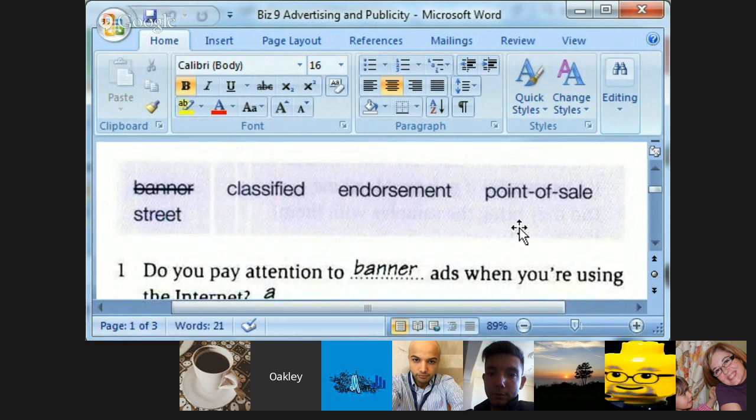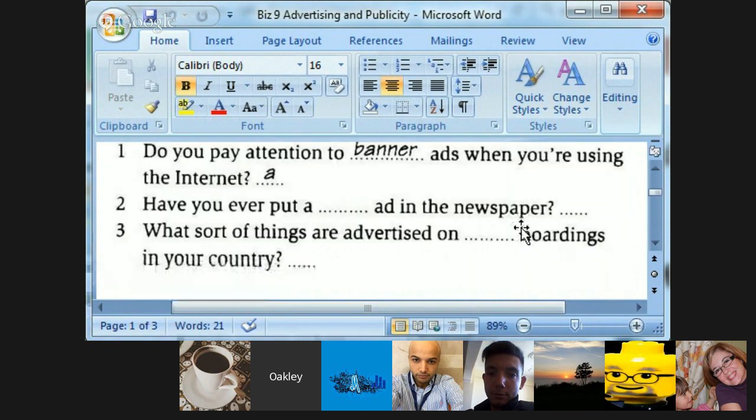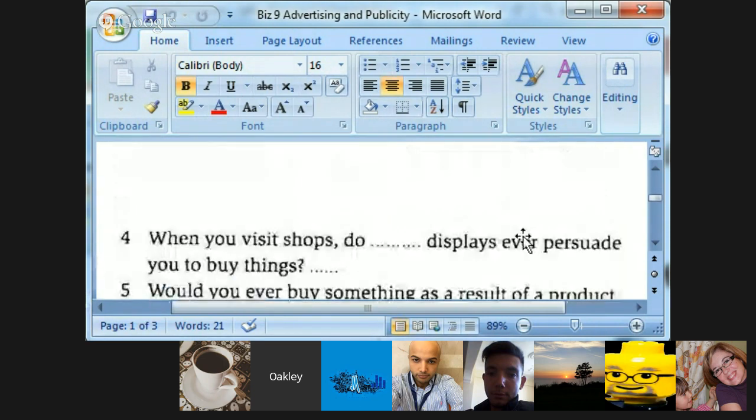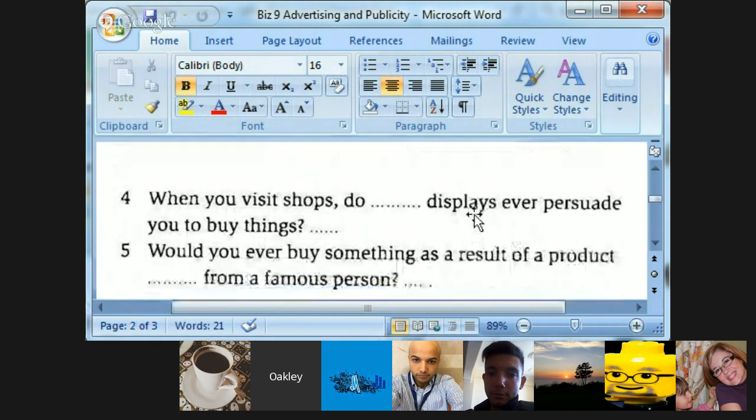Point of sale. Very good. Point of sale. When you visit shops, do point of sale displays persuade you to buy things?